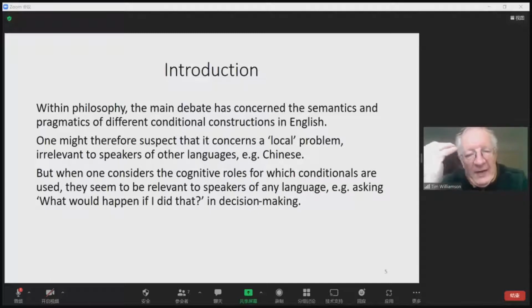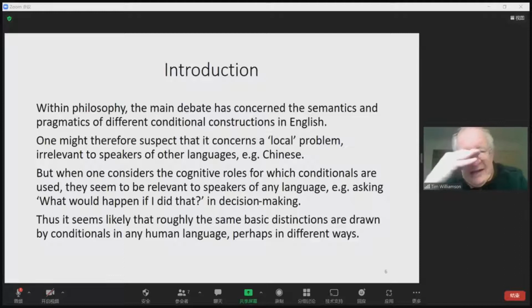For example, when we're making decisions, we have to ask ourselves questions like, what would happen if I did that? We don't actually do that to see what happens necessarily, because that might be a very dangerous thing to do. But we have to ask ourselves these conditional questions, and depending on the answers we give to them, we choose one course of action rather than another. And that seems to be a kind of problem that faces any intelligent human being, in fact, probably any kind of intelligent animal at all, it would seem in some way has to deal with conditionals. But at any rate, we're going to be concerned with conditionals for humans.